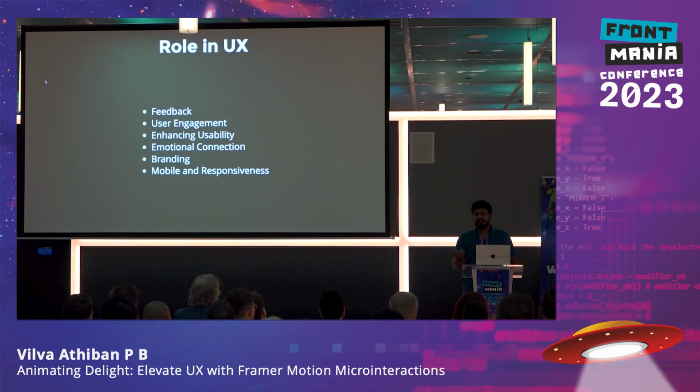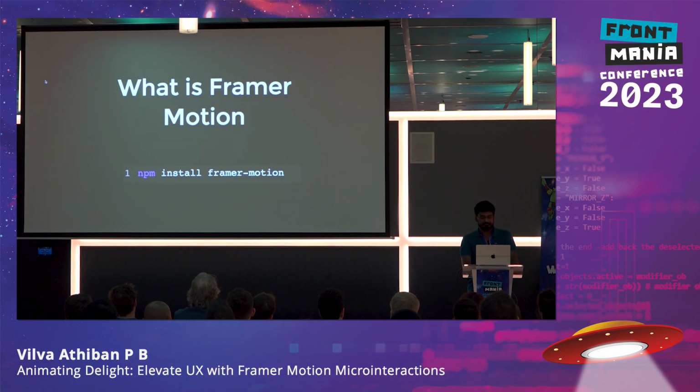And of course, branding. All of us know how Uber remade the maps, and they did branding with the micro-interactions of moving cars, and the whole world started copying. But still, we see Uber as the pioneer. And of course, mobile and responsiveness. Nowadays, the major traffic for most websites comes through mobile. So adapting to it with some cute animations is really nice. These are the roles of micro-interaction in UX.